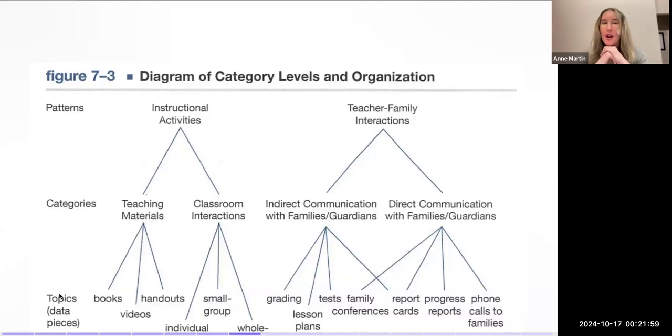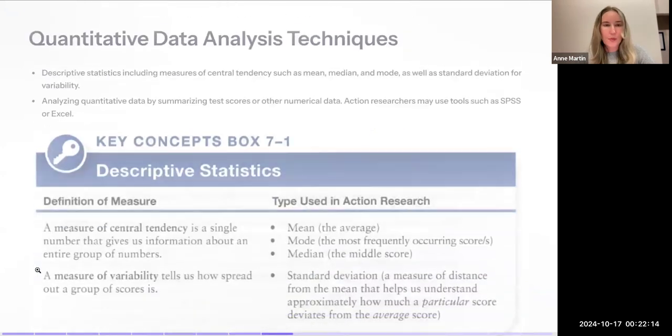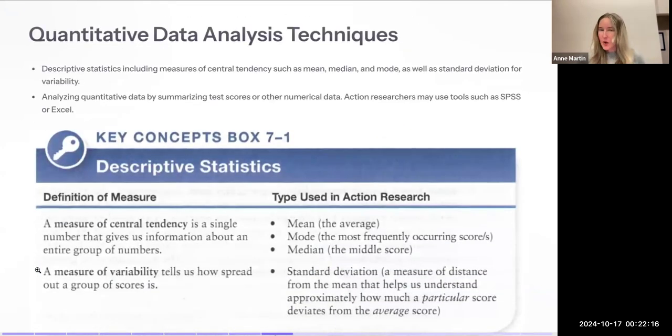Or as we are going to practice with Sager, we will start with the categories and then go through the data and sort portions of the data that go within each category for coding. Okay, so that is qualitative.